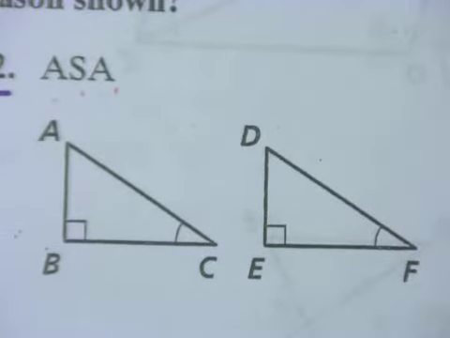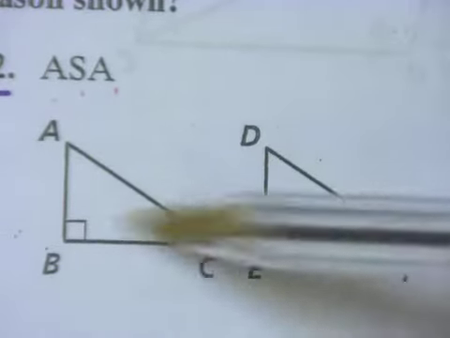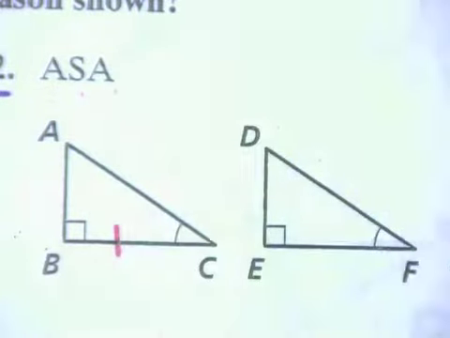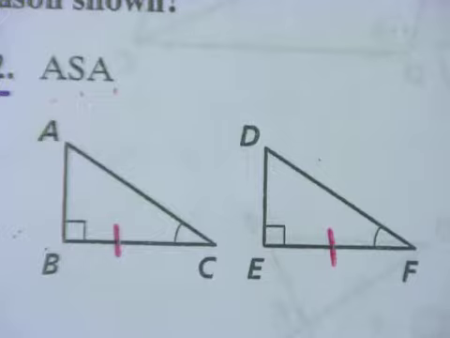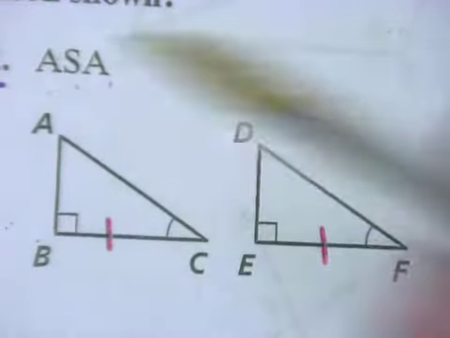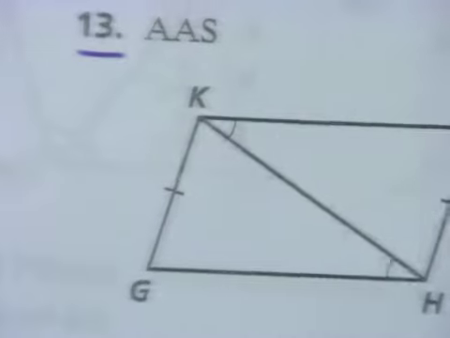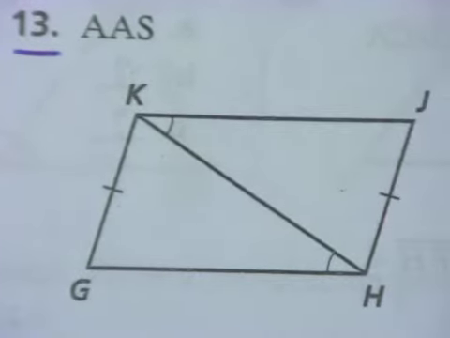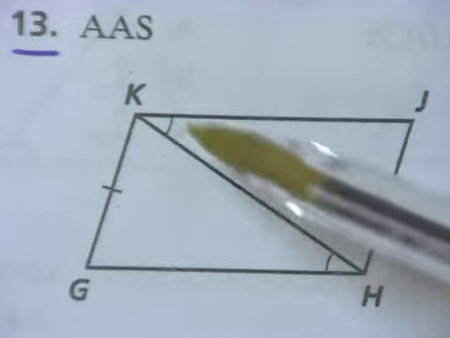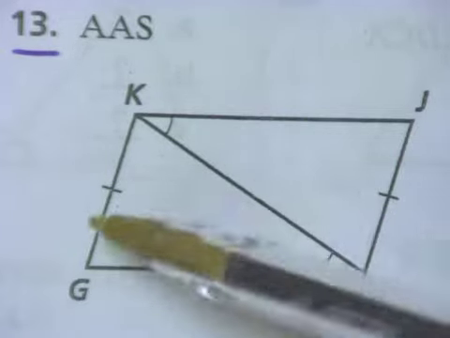Question number 12 is asking, what else must you know to prove that the triangles are congruent for the reasons shown? So they want us to use angle, side, angle to prove that these 2 triangles are congruent. Well, what's missing? We have the matching angles, but the side is missing. So you would need that mark there between the 2 triangles. That would give you this rule here.